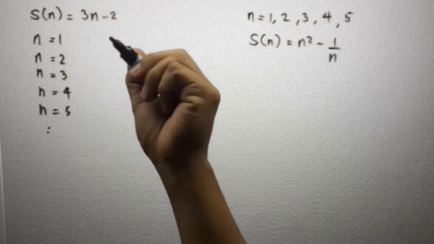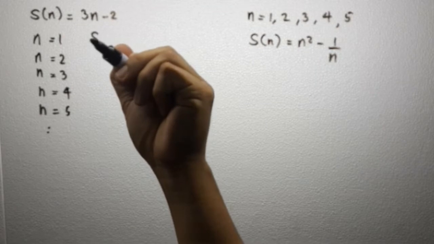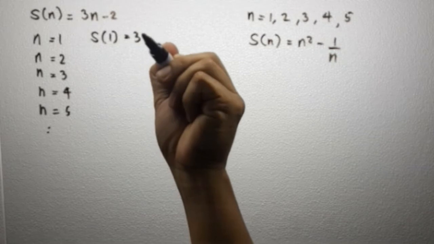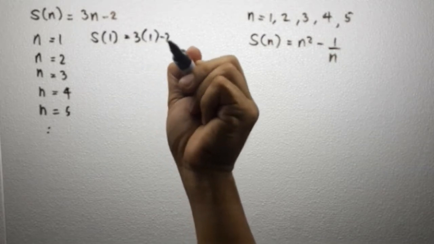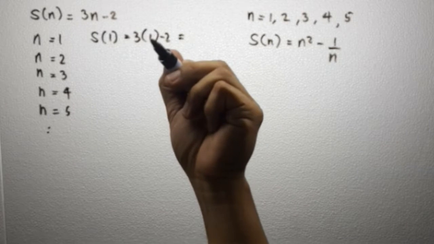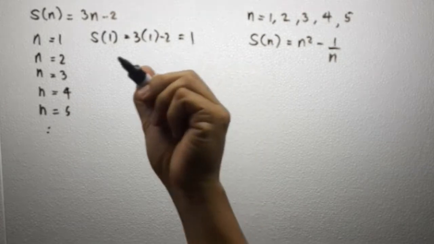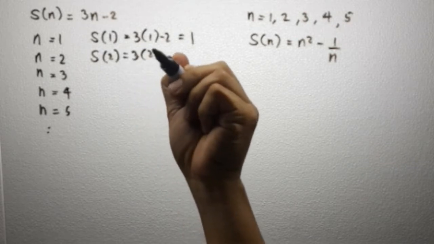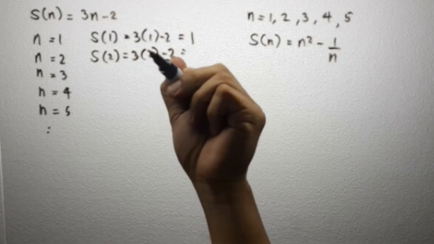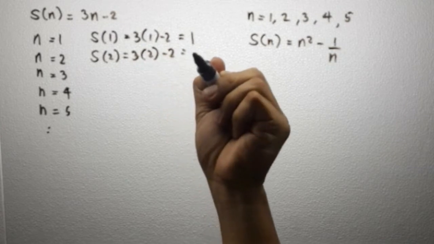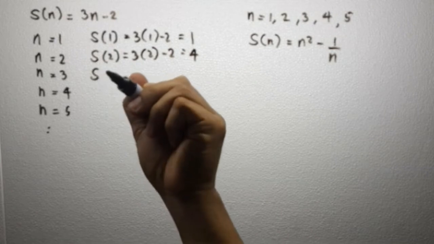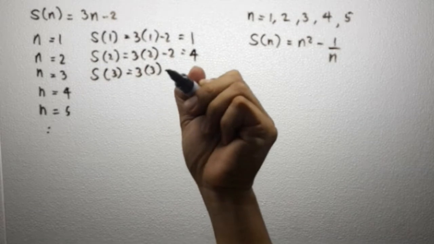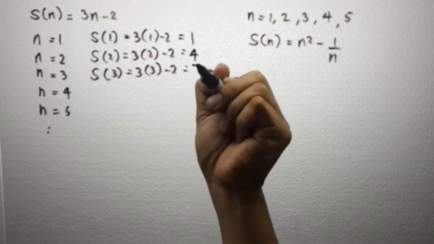Okay? So if n is 1, S of 1 is equal to 3 times 1 minus 2, 3 times 1 equals 3, minus 2 equals 1. If n equals 2, 3 times 2 minus 2, 3 times 2 equals 6, minus 2 equals 4. If n equals 3, 3 times 3 minus 2, 9 minus 2 is 7.